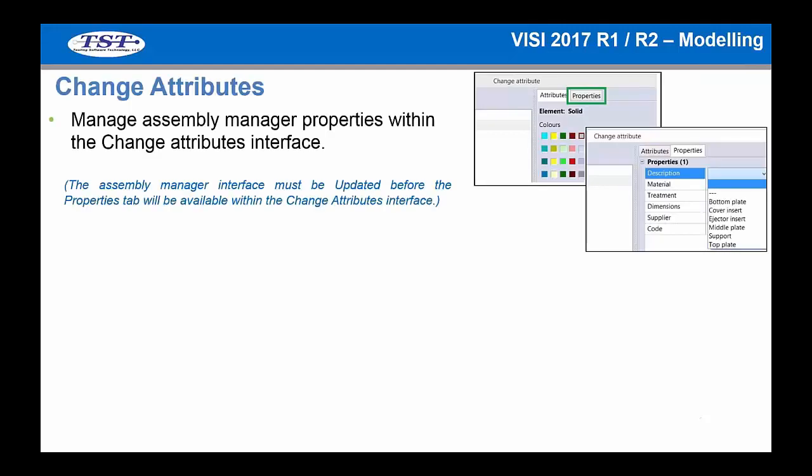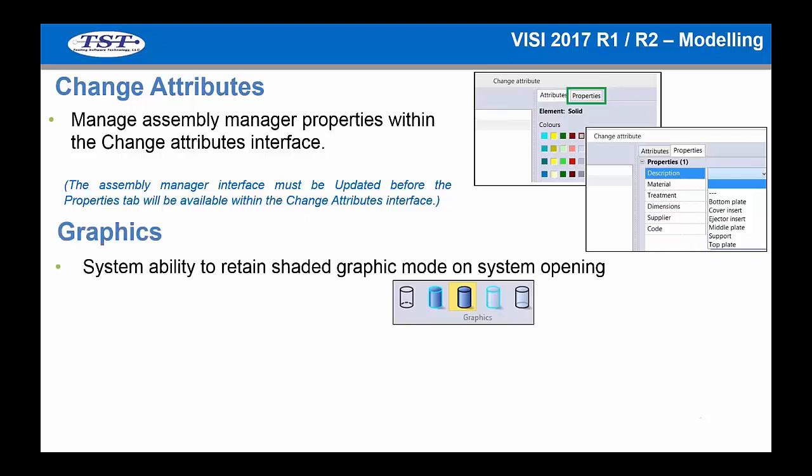So let's take a look at a few other things. The Change Attributes can manage Assembly Manager properties within the interface. The Assembly Manager interface must be updated before the Properties tab will be available within the Change Attributes interface. Graphics, the system's ability to retain shaded graphic mode on system opening is there.